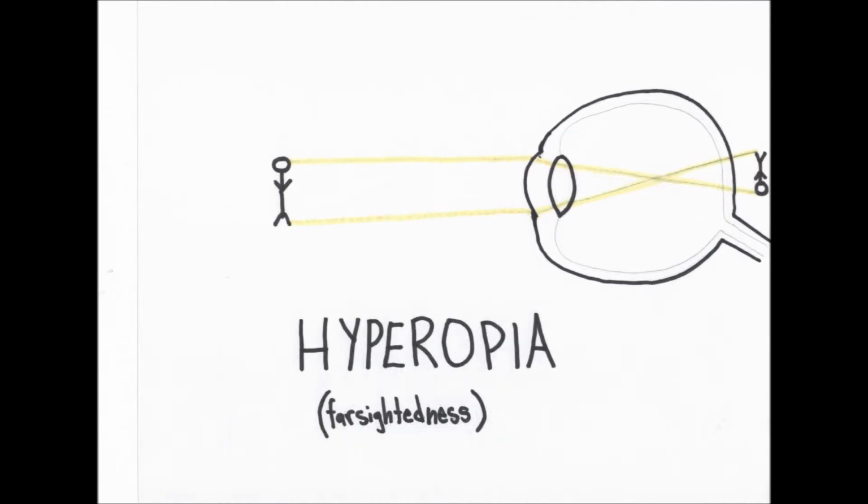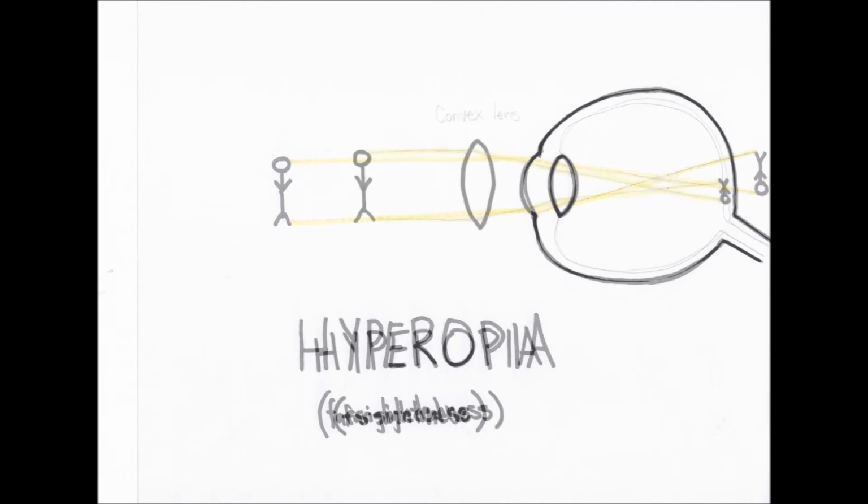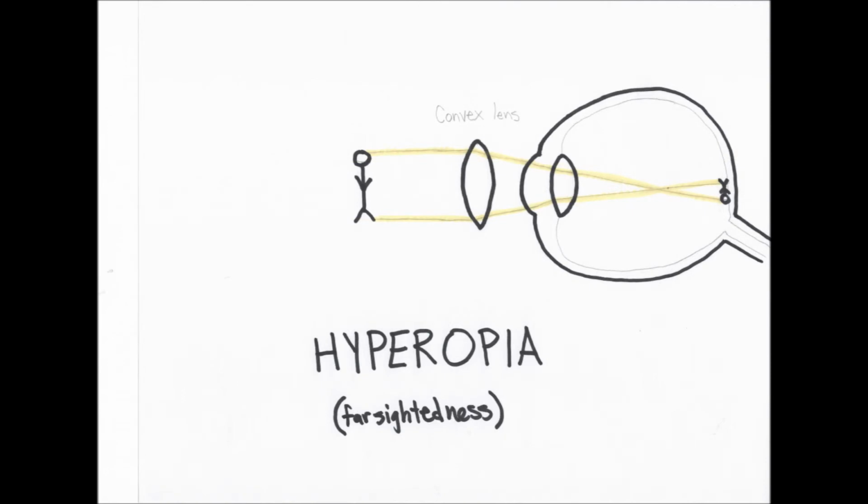Another common eye malfunction is called hyperopia or farsightedness. People experiencing this condition have difficulty focusing on objects at close distance due to the focal point falling behind the retina. For those with hyperopia, convex lenses in either contacts or glasses are used to correct the problem.